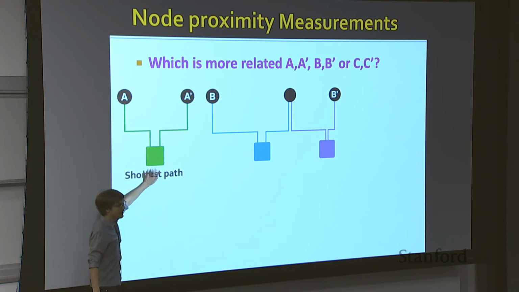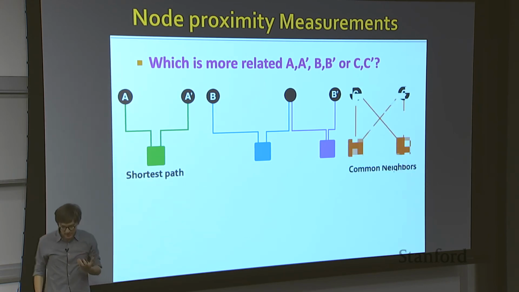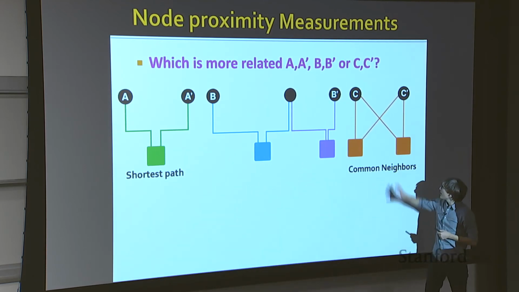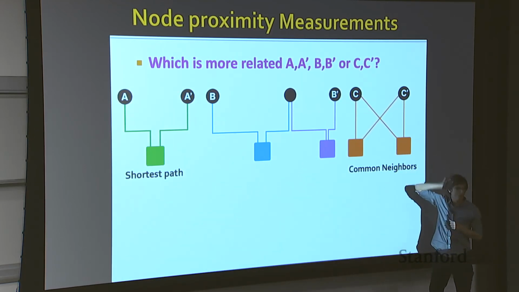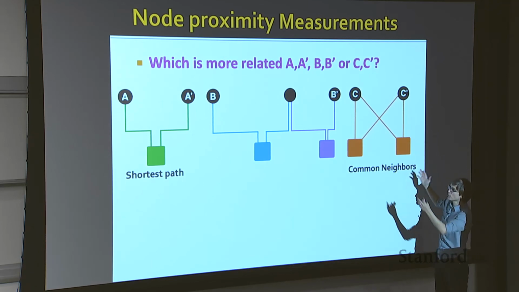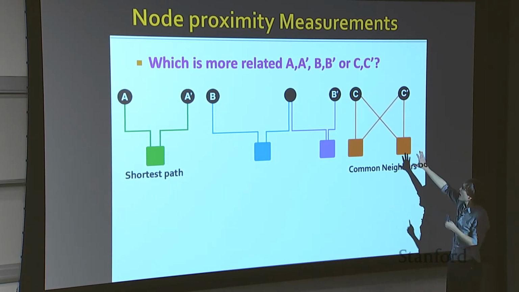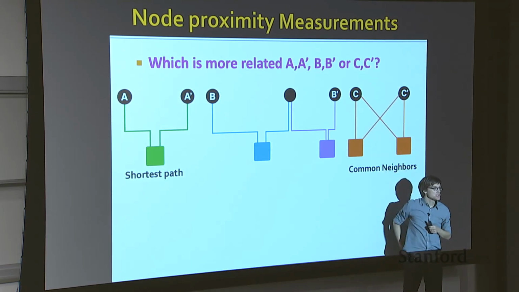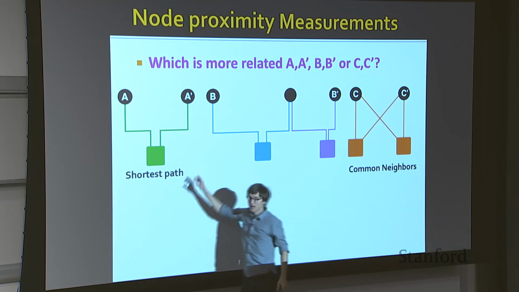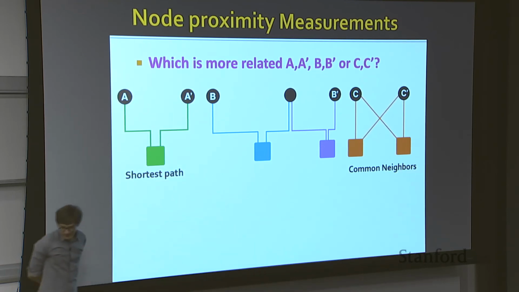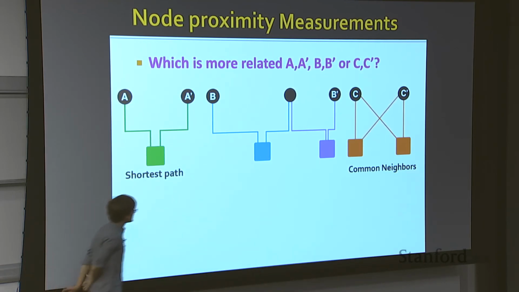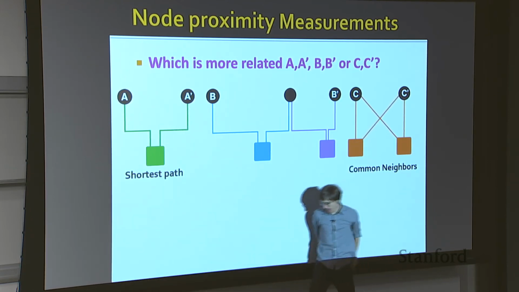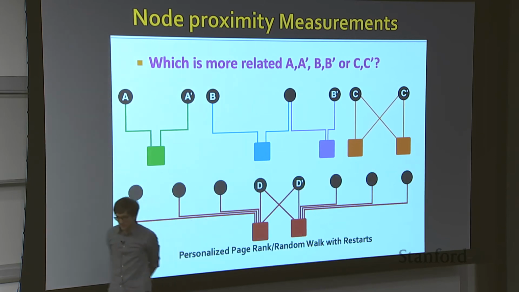So you could say, let's use shortest paths. Here's a counterexample where you say, how about now items C and C prime? They have two users who, let's say, bought both items, right? So who's now more related, AA prime or CC prime? And because they have more in common, it should be CC prime that are more related than AA prime. But so you could say the number of common neighbors, the number of common users, tells me how related two items are. And here's an example where this doesn't work, right?